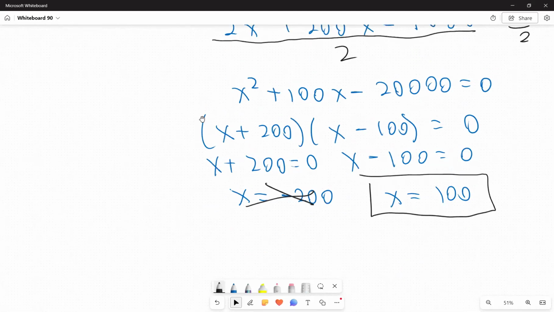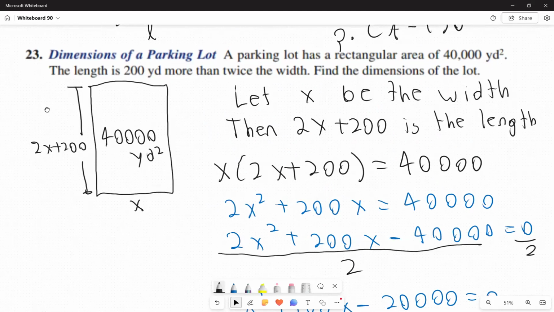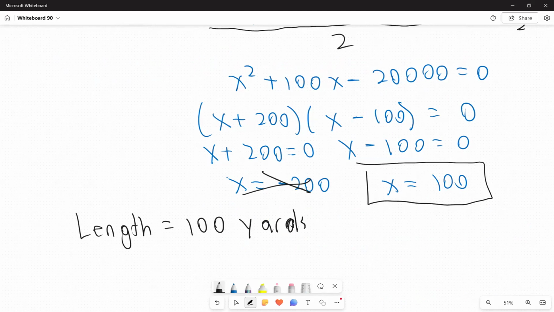Back to the problem. The length is 200 yards more than twice the width. So the width is 100 yards. And the length, so 2 times the width plus 200, that equals 400. So the length is 400 yards.